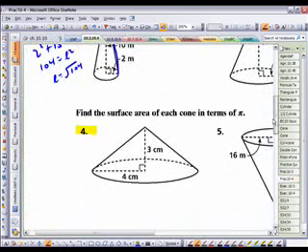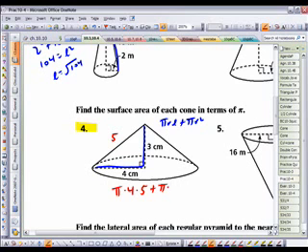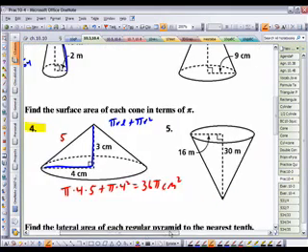Now, for surface area here, again, it's going to be pi r L plus pi r squared. And if this is 3, this is 4. Pythagorean theorem, 3 squared plus 4 squared is equal to c squared. It's going to be 5. It's a 3, 4, 5 right triangle. So we've got pi times 4 times 5 plus pi times 4 squared. So that's equal to 36 pi centimeters squared for our surface area.